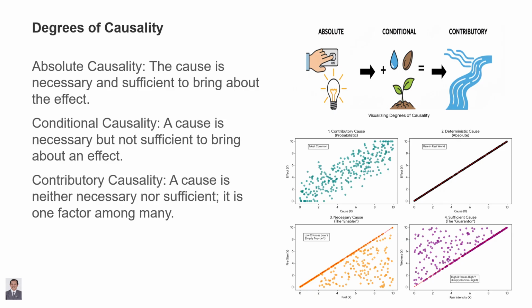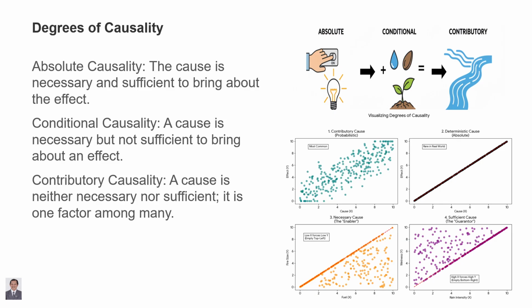However, it's critical to note that this level of absolute causality is exceptionally rare and largely theoretical within the complex, multifactorial business environment. A more frequently encountered degree of causality is conditional causality, where a cause is indeed necessary for an effect to occur, but on its own it isn't sufficient to guarantee that effect. For example, having a high-quality product is undoubtedly necessary for long-term business success, but product quality alone doesn't guarantee that success. Market conditions, pricing, and distribution also play crucial roles.